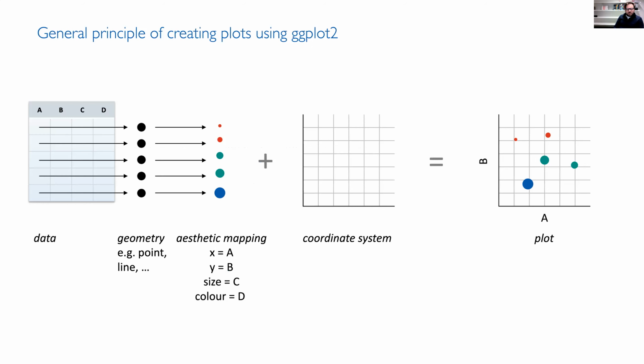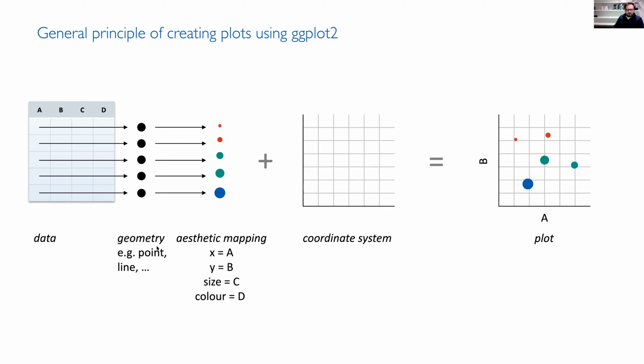So the basic idea is that we start with a tidy data table or data frame in R. And we take this, and then we assign different visual characteristics of our plot to different columns of this data table. So the first thing we have to do is to say what to plot, a point or a line, and that's called the geometry.